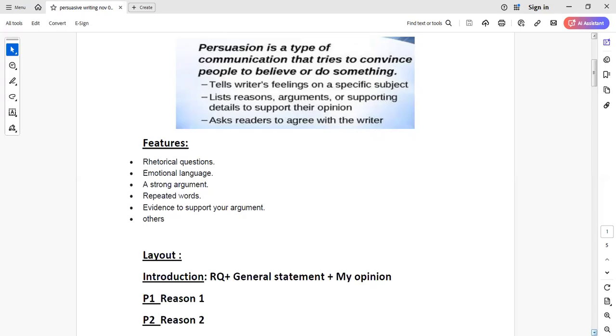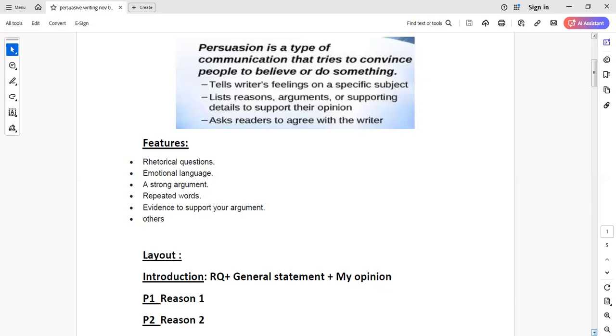For example, if we talk about the D in DAFOREST, D for direct address, when you are writing persuasively, you have to say you, my son, you, my daughter, and then you can say you even for the head teacher, asking him to do something for you. And then the other letters of DAFOREST express how this technique is important.